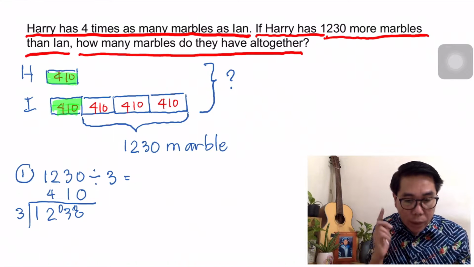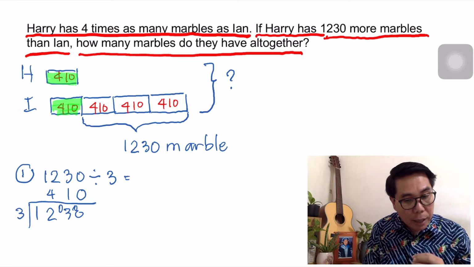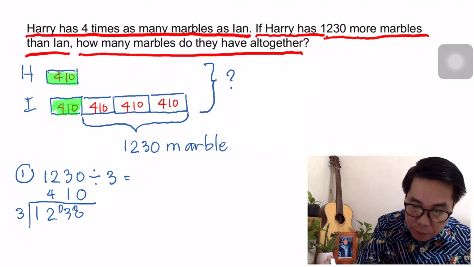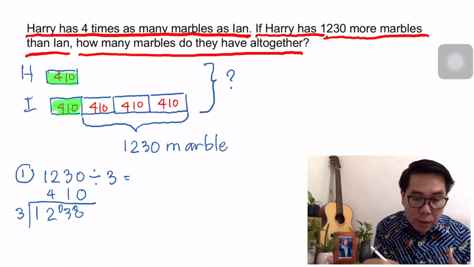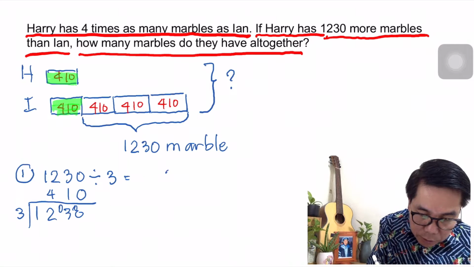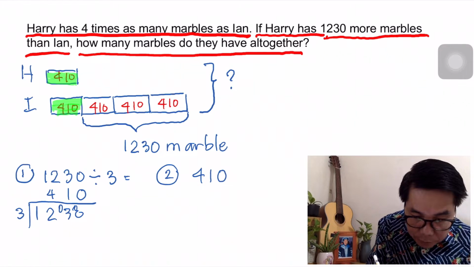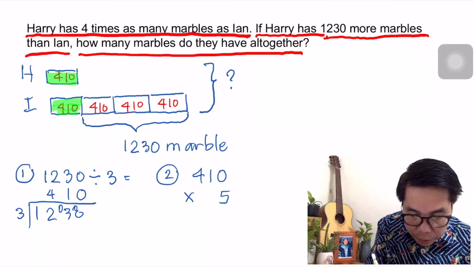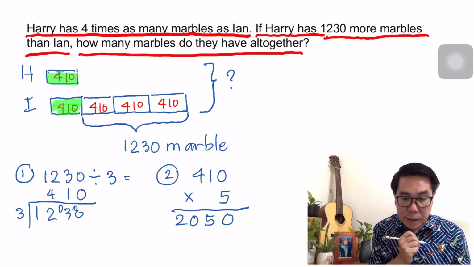So we know that one bar or 1 unit is 410. It is the same as Harry has 410. That's 1 bar. So there are 4 bars in all. We're looking for all the marbles. So what we can do is 410 should be multiplied by 1, 2, 3, 4, 5 bars in all, or 5 units. So 5 times 0 is 0. 5 times 1 is 5. 5 times 4 is 20. So the answer is 2,050.